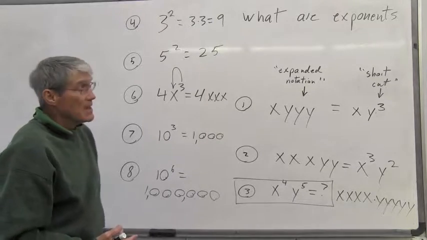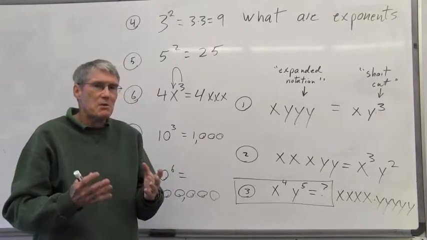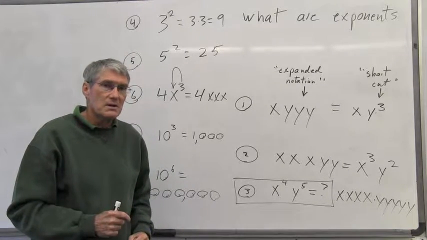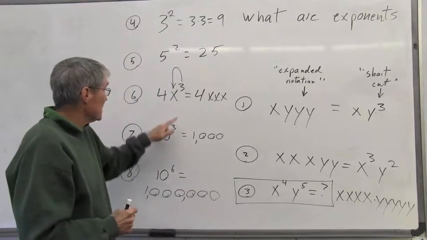And one last time, the exponent is going to tell you how many times to multiply something by itself. And remember the touch rule. Only use the exponent on what it's touching.